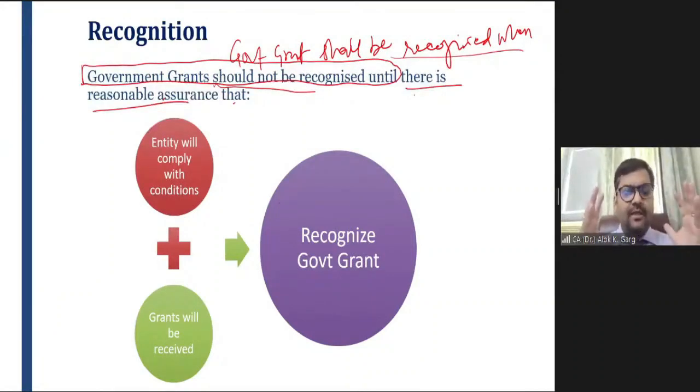Have you understood this? So receipt is not important. If the money has been received, still the grant will not be recognized. If the money has not been received, still the grant can be recognized. The two conditions will be there. First, the entity will comply with the condition. Second, reasonably certain that the grant will be received.